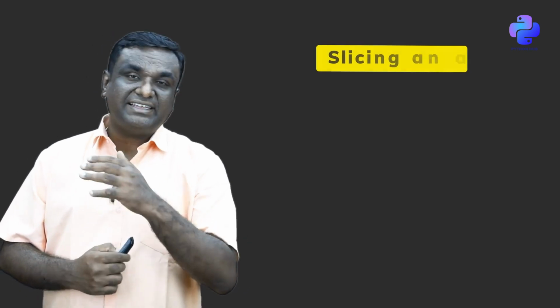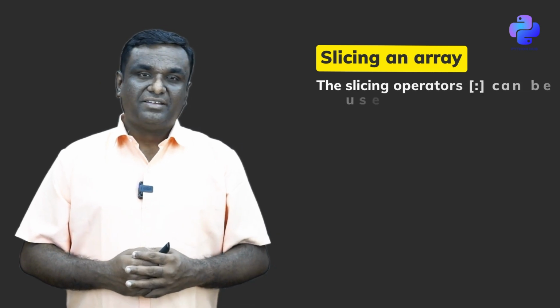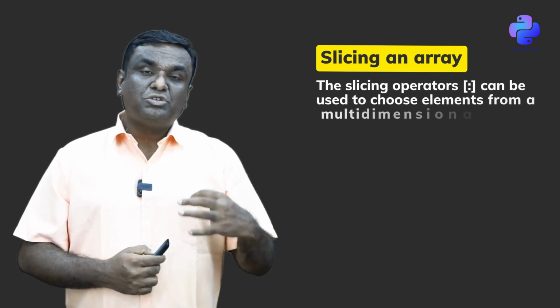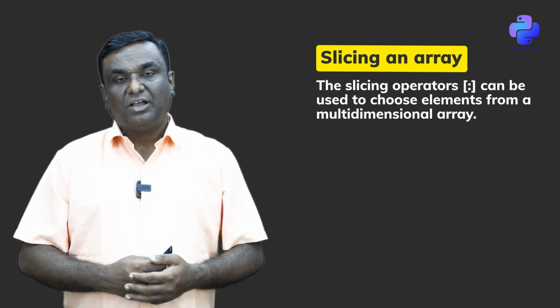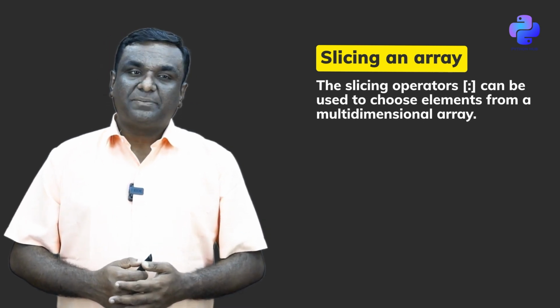You can also perform another function on the array, which we call slicing. What is slicing? Slicing can be done with the help of the colon operator. It can be used to choose elements from a multi-dimensional array. So how do I choose it?